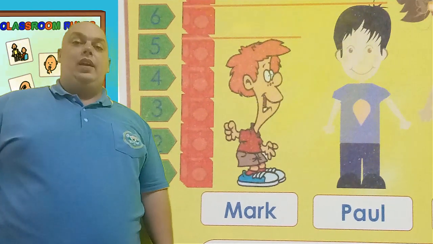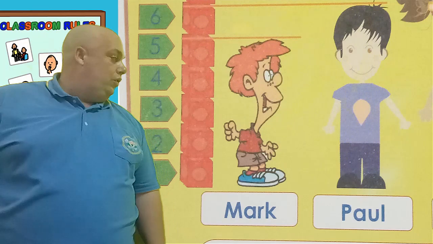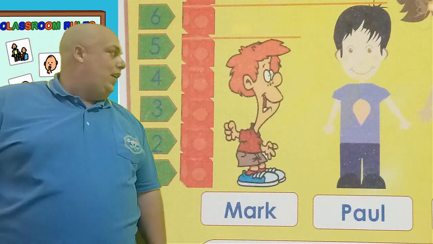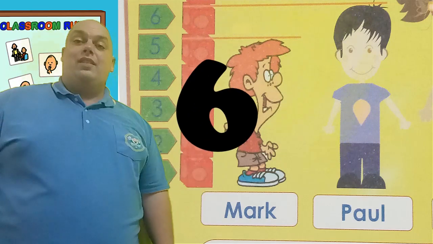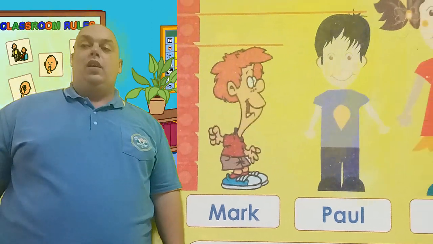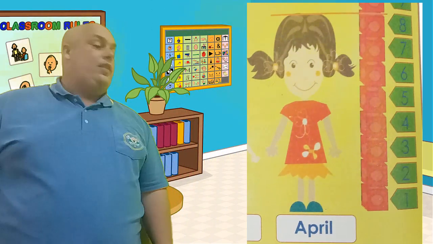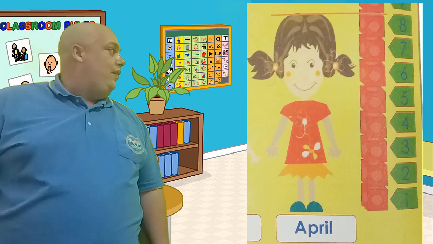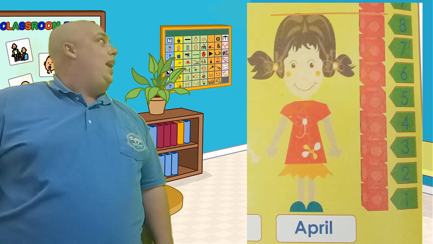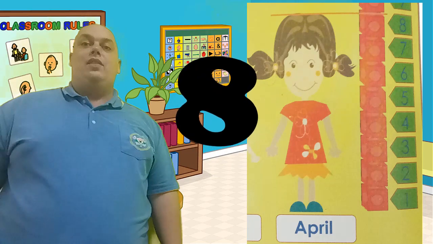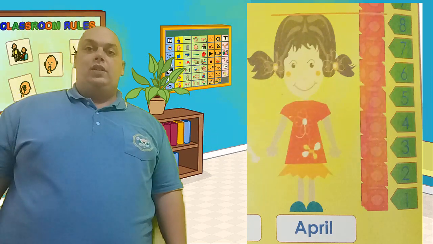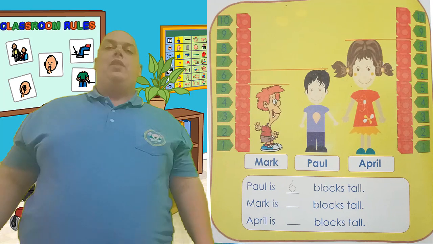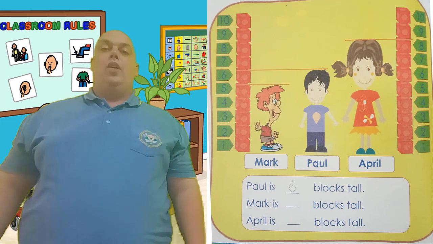And Paul is 1, 2, 3, 4, 5, 6 blocks tall. And April is 1, 2, 3, 4, 5, 6, 7, 8. April is 8 blocks tall. Okay, so now we're going to have to write our answers in the book.